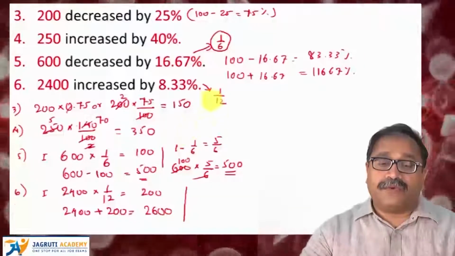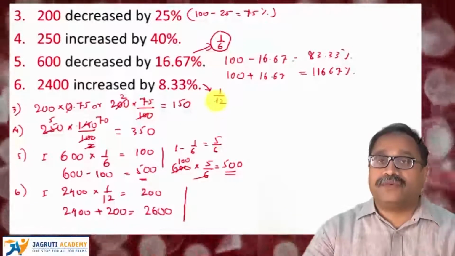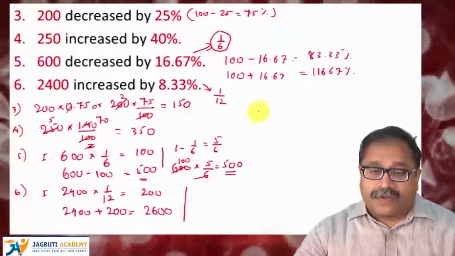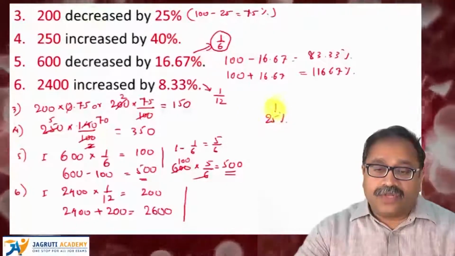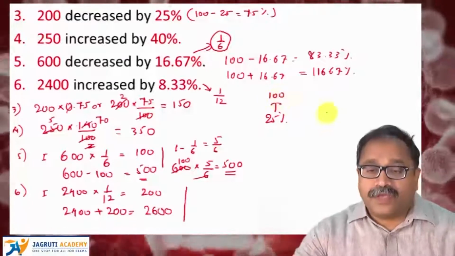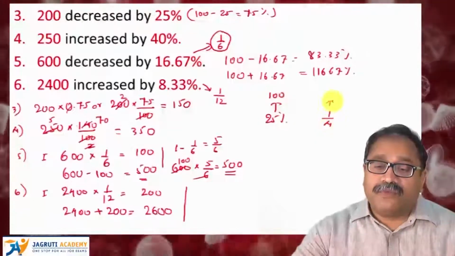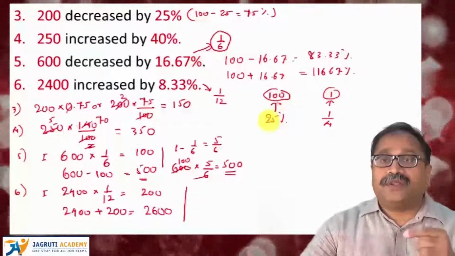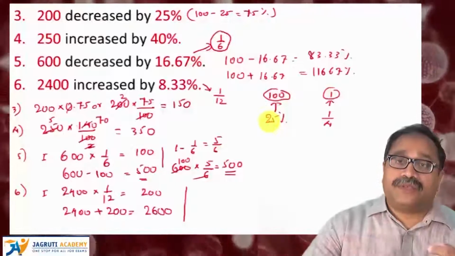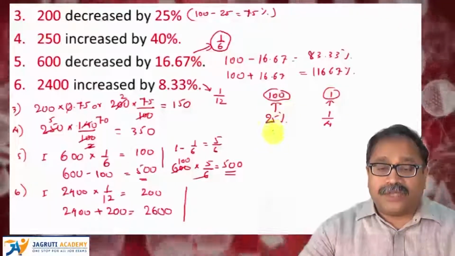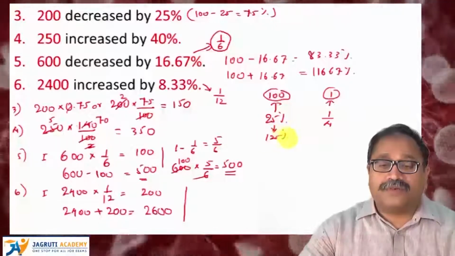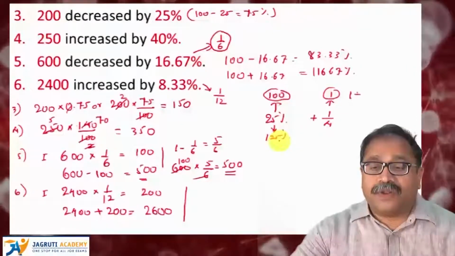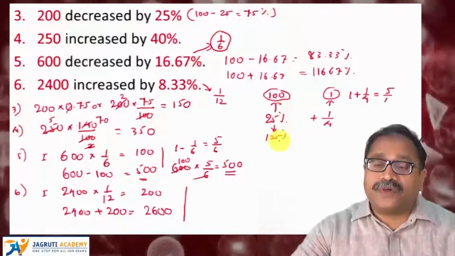What is the second way of doing it? Whenever I take a fraction in place of a percentage, the total will always be 1. Let me repeat this. If I deal with 25%, then the total will always be 100. If I deal with its fraction, which is 1 by 4, then the total will be 1. This part we are expected to remember. Suppose a number is increased by 25%. In terms of percentage, it is 100 plus 25, which becomes 125%. But when it comes to fractions, if a number is increased by 1/4, then 1 plus 1 by 4 is 5/4 of the original value.